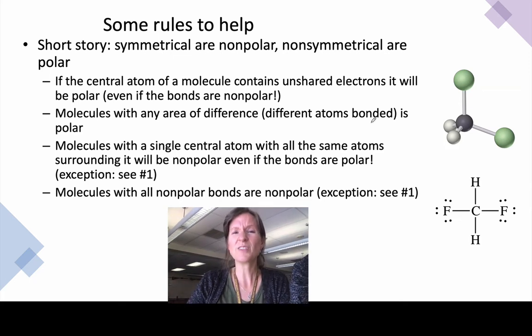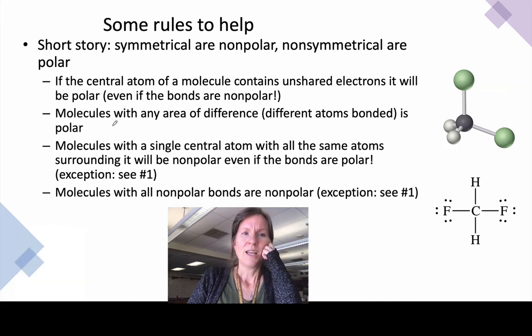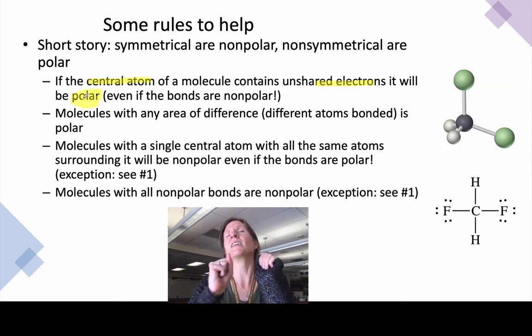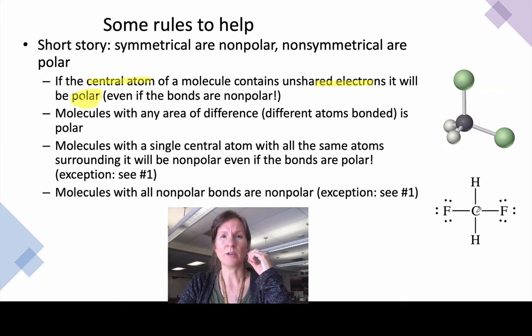Okay, so now there's certain things you can look for if you want to help you determine if something's polar or nonpolar. Step one, we're going to look at the central atom, okay? And if the central atom of a molecule has electrons, it is always going to be polar, even if the bonds are nonpolar. So this is so nice. I love in chemistry when I can hang my hat on any kind of always. So always, if your central element has electrons or valence electrons, then it will be polar.